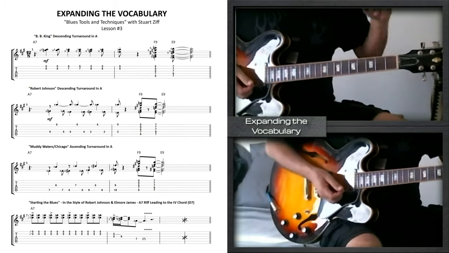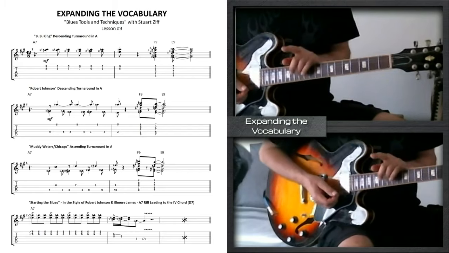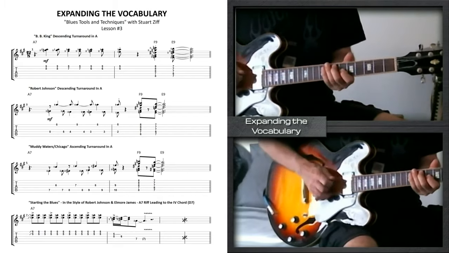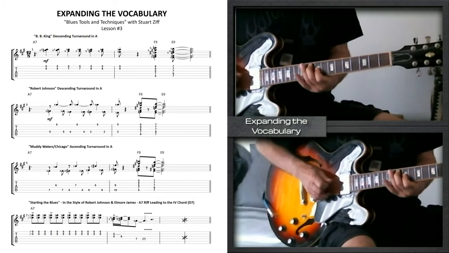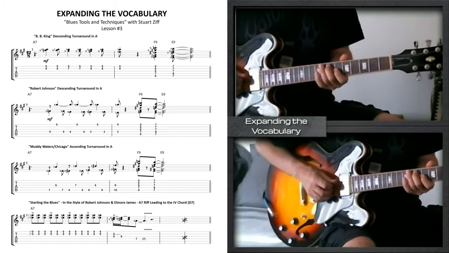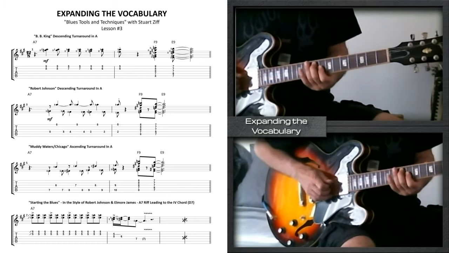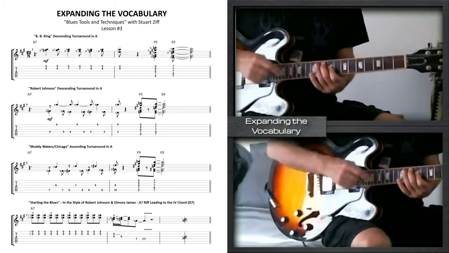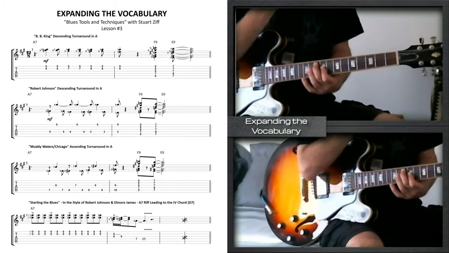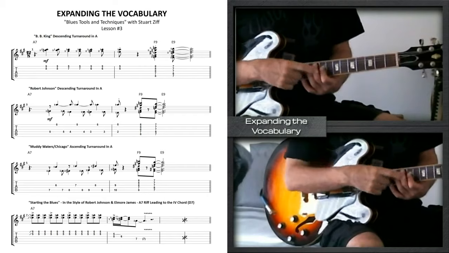And instead of a descending line, like the other two were, this one is ascending. In other words, it's going up. And it goes up 1, 2, 3, 4 frets, 2 whole steps. So the 7th of the chord and the 5th of the chord.